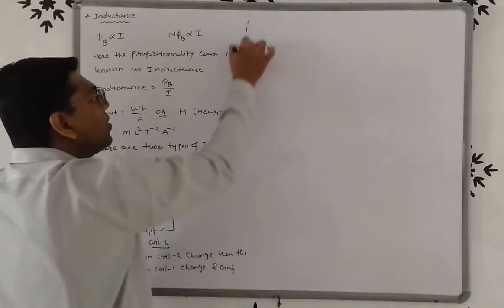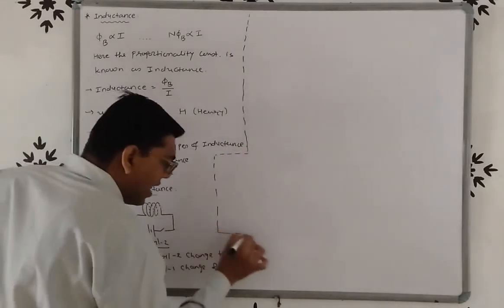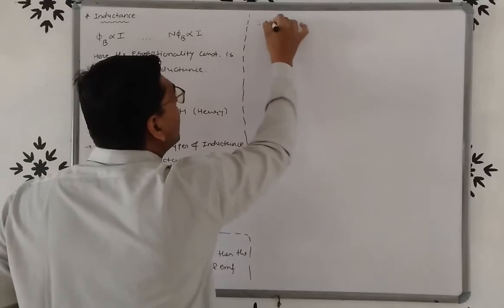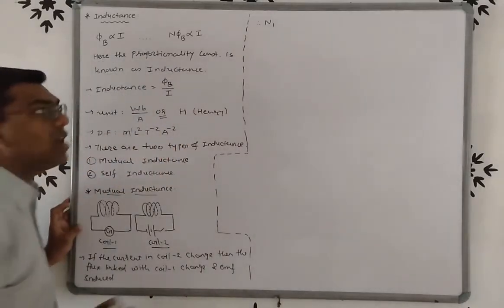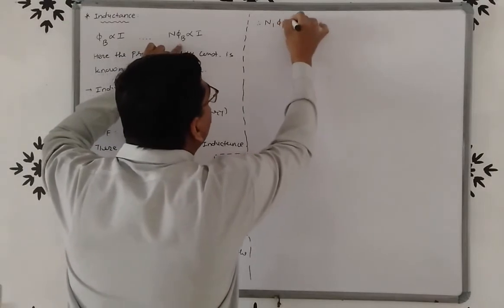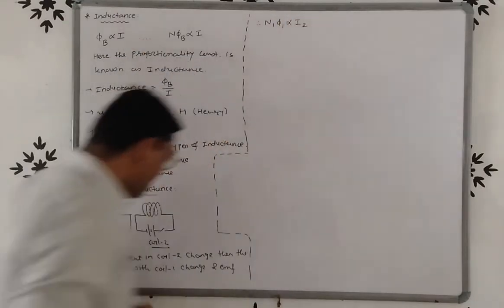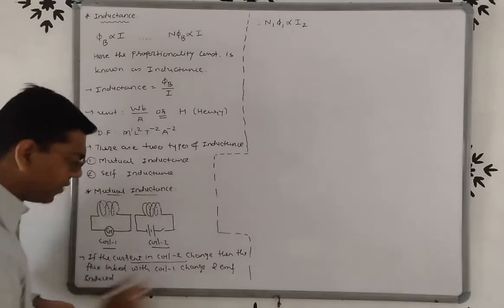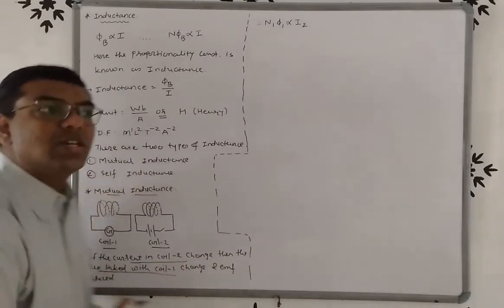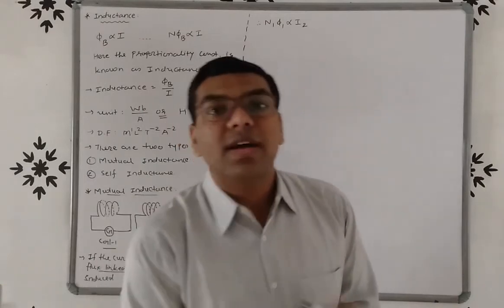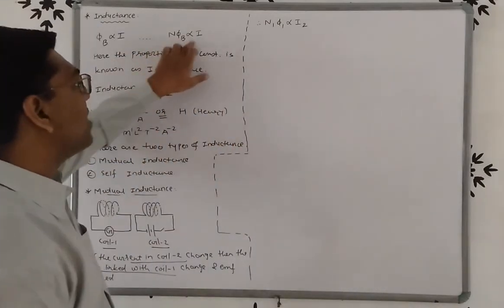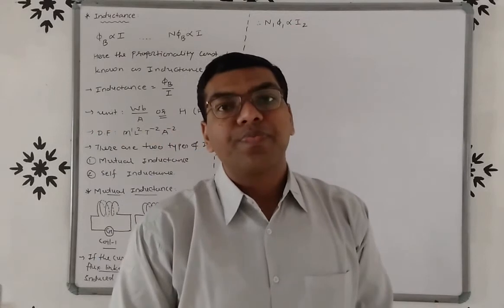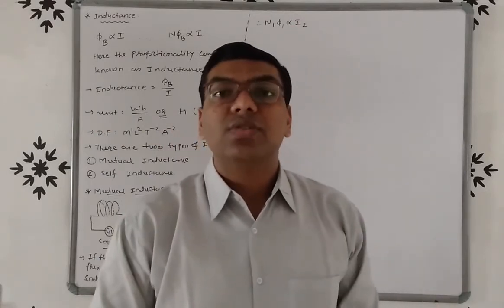So from this equation, n phi b proportional to I, we can write like this: n1, the number of turns in coil 1, so n1 phi 1 is proportional to I2, right? Because the current in coil 2 changes, so instead of I we write I2. Then the flux linked with coil 1 changes, so we write the flux of coil 1, that is phi 1. Now we know that the proportionality constant is known as inductance.